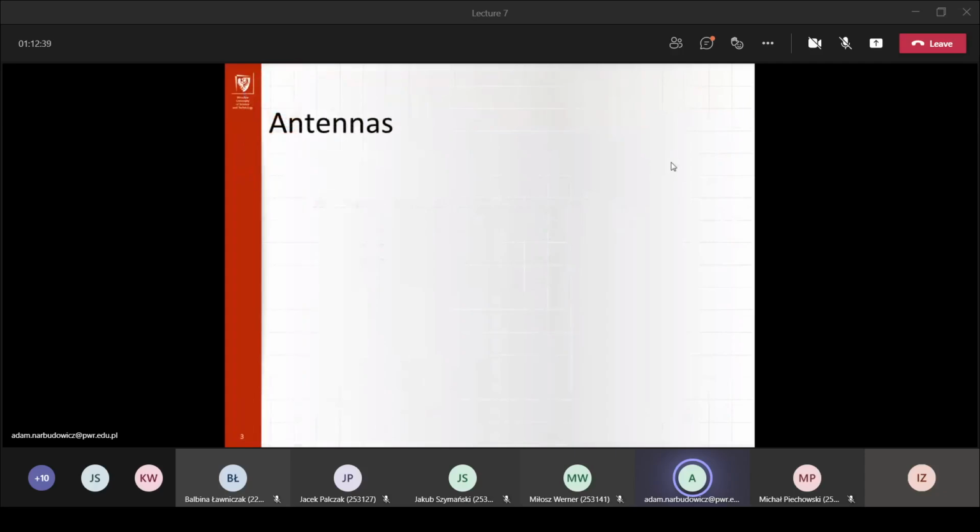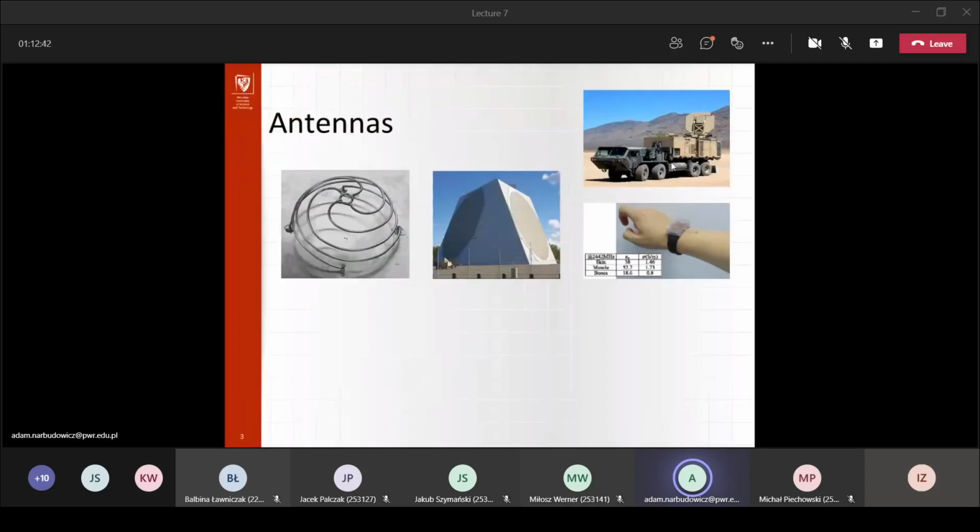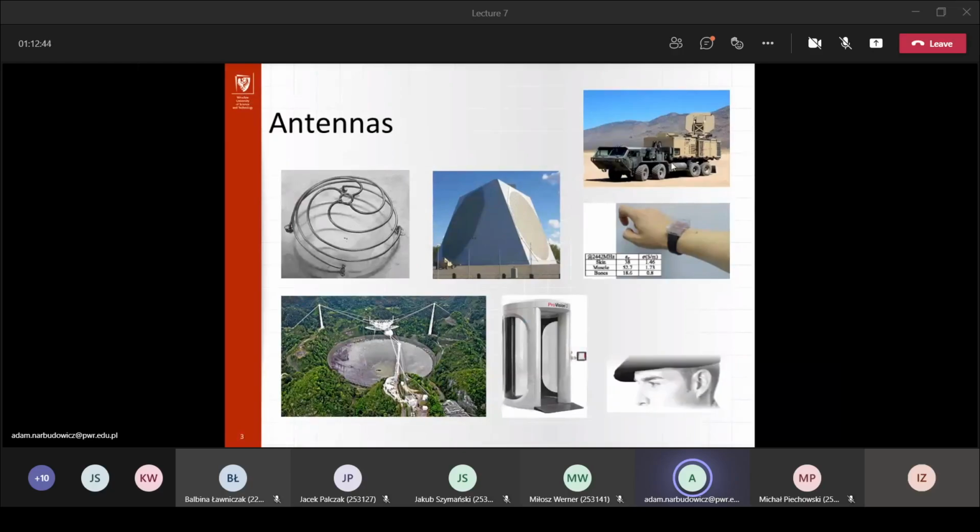Okay, and now we move to the section on antenna and link. So before we move on to the link budget calculation, just a few words on what an antenna is. Here you can see a few examples of different types, sizes, and applications. From very large, this is basically an antenna used in a radar system for ballistic missile detection.